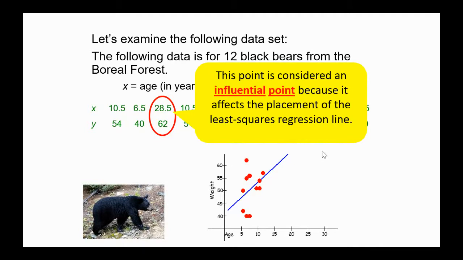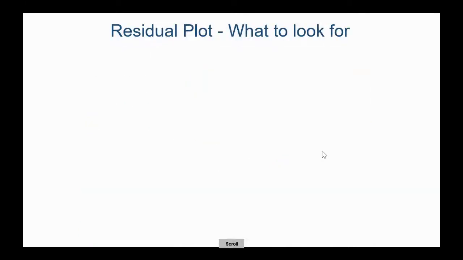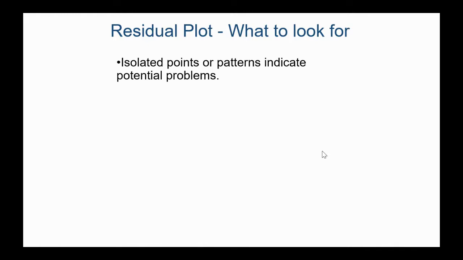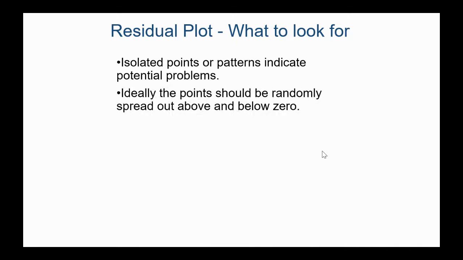So we can find those points doing the scatter plot. We can also look for them in the residual plot. On the residual plot, you can look for isolated points or patterns that indicate potential problems. Ideally, the points should be randomly spread out above and below 0. So you don't want to have your residual plot like this, with all your points down here.